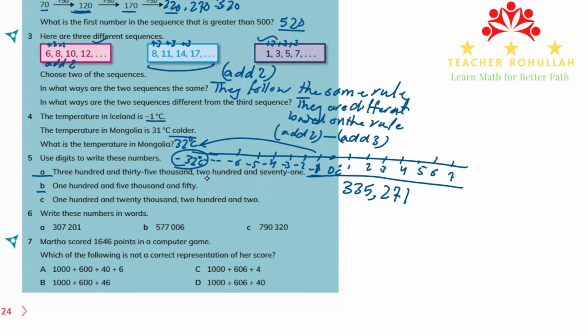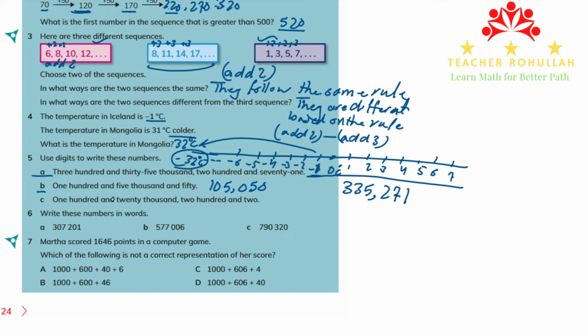B says 105,050. 105,000, then the comma, and then we have 50. So 50 is in the tens. So we have to give a 0 in the hundreds place over here. So 105,050.